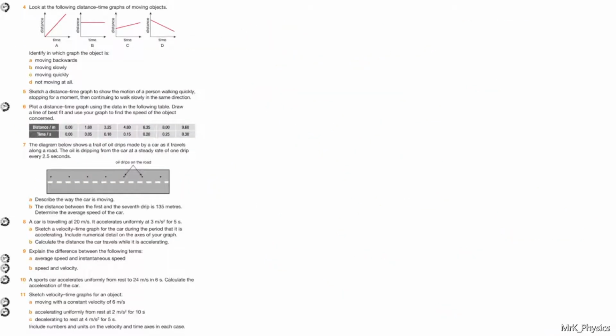Okay, so here number 4, we have identify in which graph the object is doing various things. Moving backwards, moving slowly, moving quickly, not moving at all. Now the distance time graph, one thing to watch out for is this. I'm not going to be doing 5, 6. In fact, I won't do 6. That's a plot graph, so I'm just going to cross that out. Not what I'm going to do. I will do the sketch graph. I'm going to try and do some of the others there as well. Again, I can see sketch graph questions, which is fine.